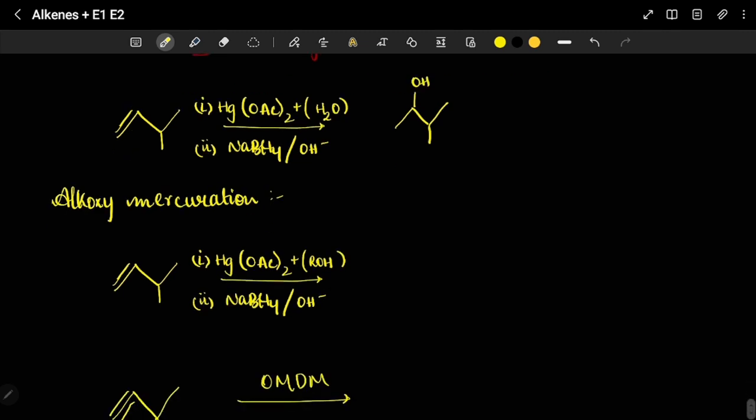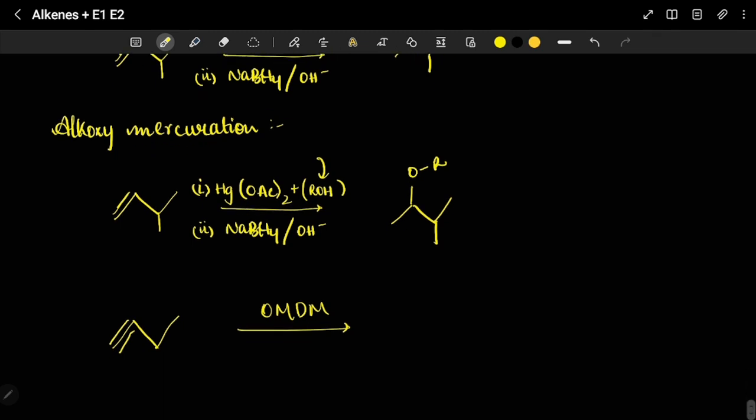Now there is another thing called alkoxymercuration. Means here instead of H2O we are using ROH. Means here OR goes and attacks. The OR goes and attacks the site. So an ether is formed like this. This is called alkoxymercuration.